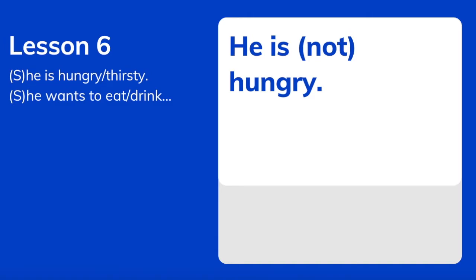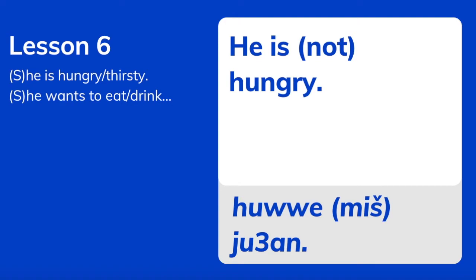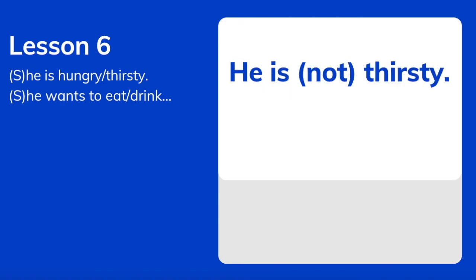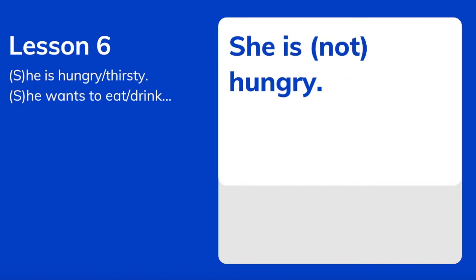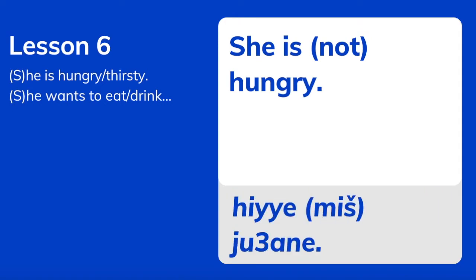Now, how would we say he is hungry and he is not hungry? Well, we've learned that he is huwe. So, he is hungry, huwe juan. And he is not hungry, huwe mish juan. He is thirsty, he is not thirsty. Huwe ratchan. And he is not thirsty, huwe mish ratchan. She is hungry, she is not hungry. Hiye juane, and hiye mish juane, respectively.